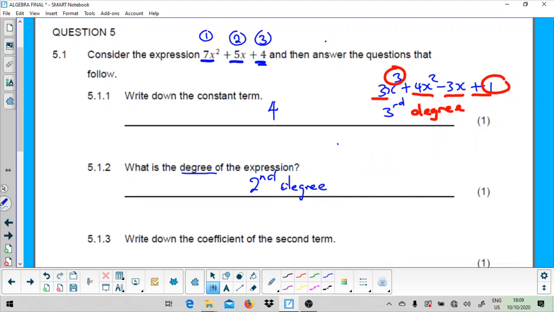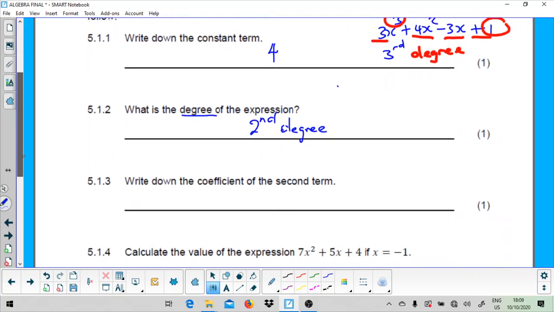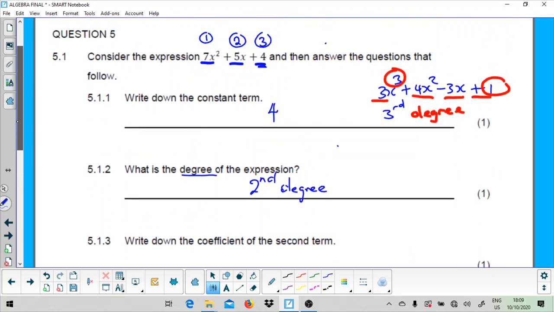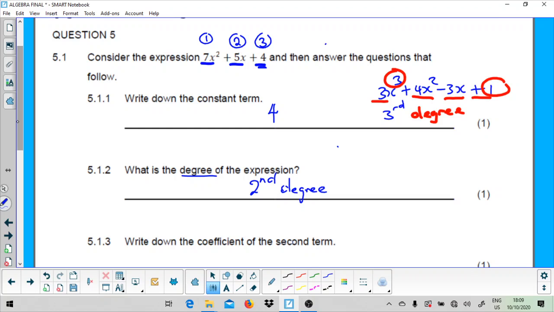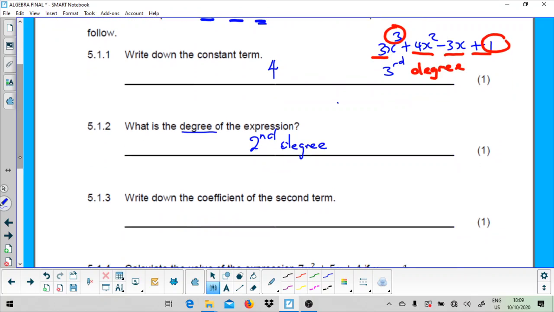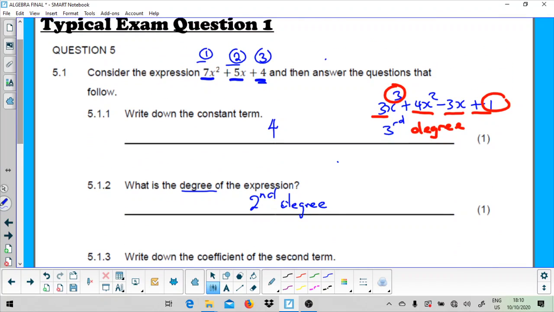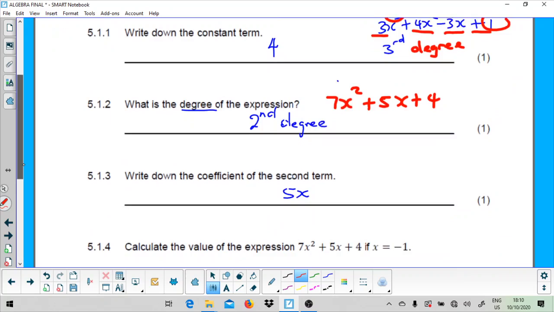All right, so what else was on this question? So there was this next question, write down the coefficient of the second term. So for us to see the second term, we have to go back, and this, like we said, is the first term, that's the second, and that's the third. So the second term there is clearly seen to be positive 5x. So you write it as 5x. I think it would be wise if I copy that equation since I'm going to need it. So let me put it in red here quickly. 7x squared plus 5x plus 4. That is the expression we have. Now let's answer the remaining part of these questions.